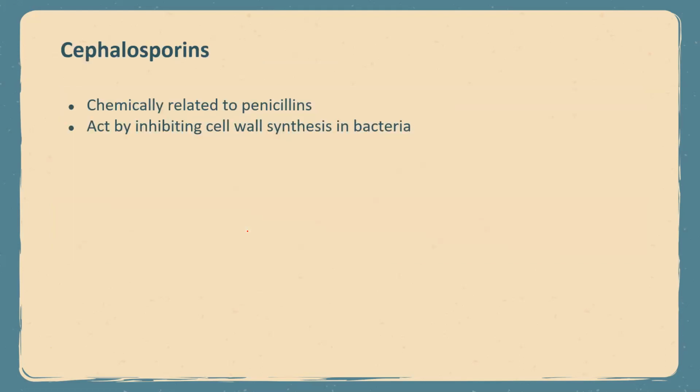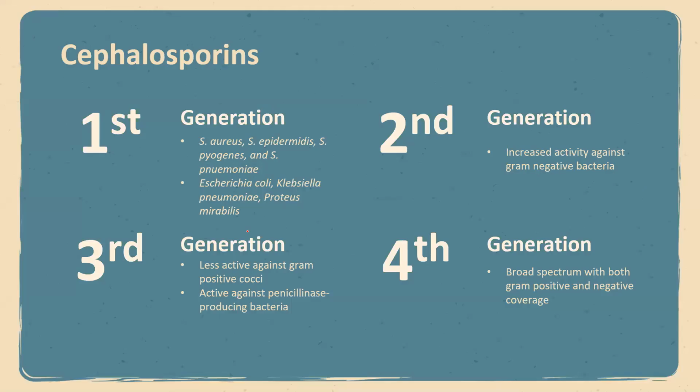Next in line we have your cephalosporins. Cephalosporins are chemically related to penicillins. Like what I've said a while ago, these antimicrobial agents act by inhibiting cell wall synthesis, like your penicillin. Take note that cephalosporins are divided into four generations: the first generation, the second generation, the third, and the fourth generation.